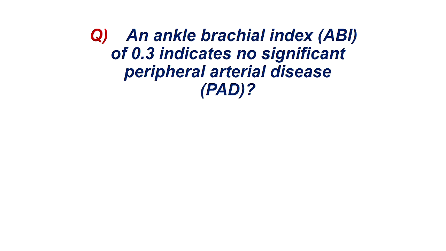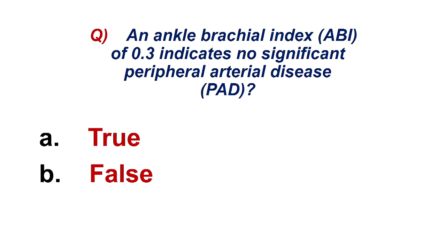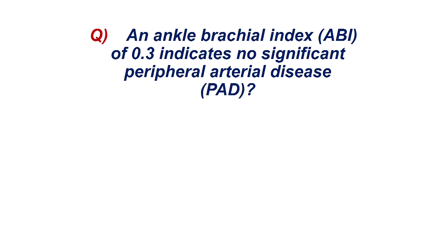Okay. We don't have the response system, I think, but otherwise I would have said 100% should get this question right. An ankle brachial index of 0.3 indicates no significant peripheral arterial disease. True or false? Shouldn't take up too much time. And the answer is false.